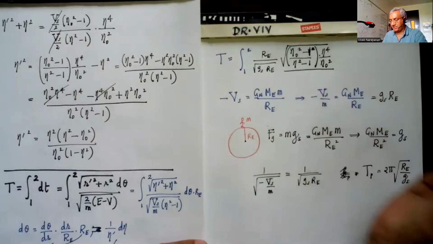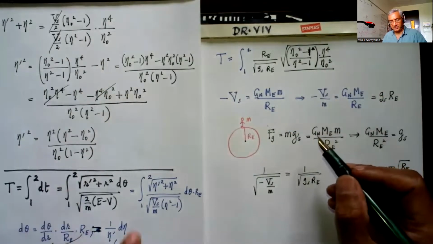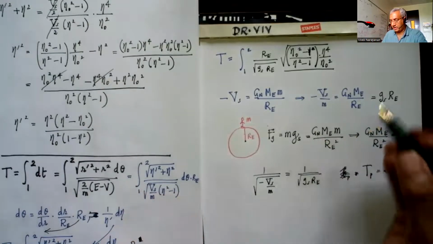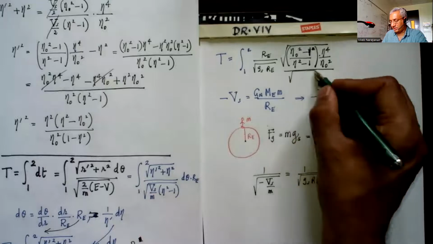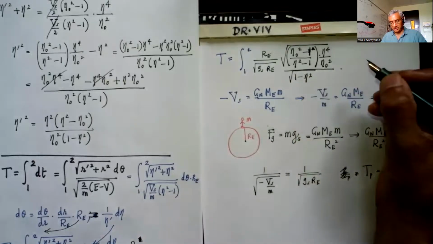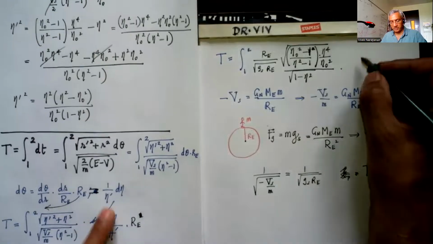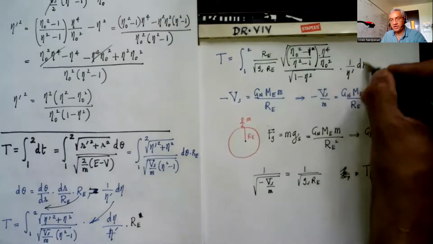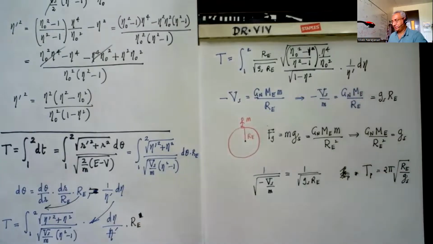And then here, as I told you before, when I take out the negative v sub s, 1 and eta squared gets transposed. So that's going to give me 1 minus eta squared. And then I have 1 over eta d eta, eta prime d eta. So that's our scary looking integral. It's not that bad, actually.